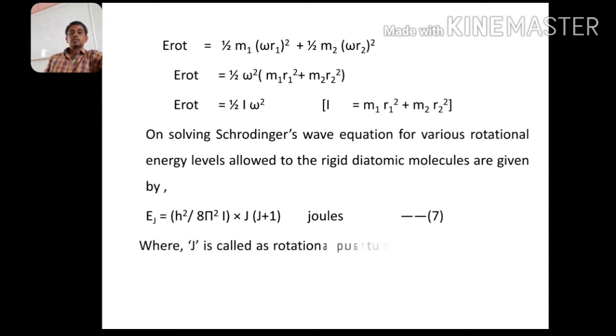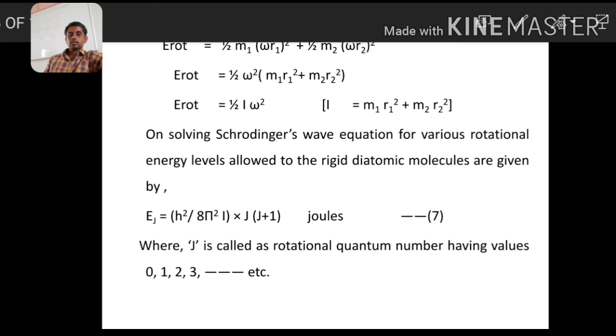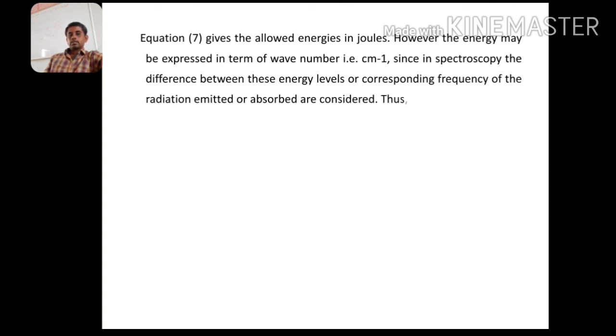j is called the rotational quantum number, having values 0, 1, 2, 3, etc. Equation 7 gives the allowed energy in joules. However, the energy may be expressed in terms of wave number, that is per centimeter, since in spectroscopy the difference between these energy levels, or the corresponding frequency of the radiation emitted or absorbed, is considered.